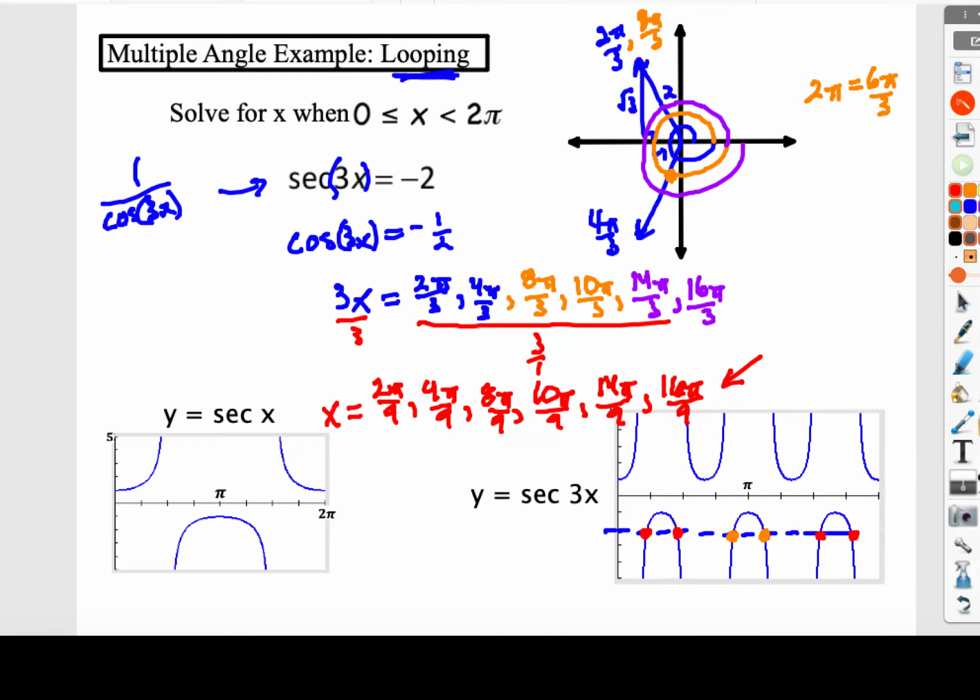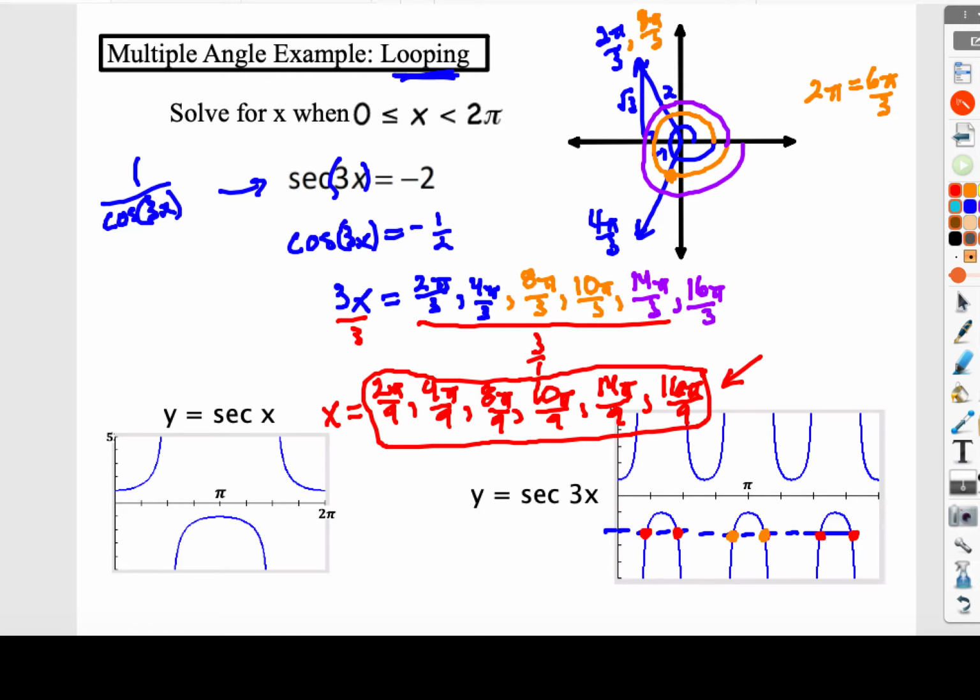So if 16 pi over 9 is less than 2 pi, so are all the rest of those. And I'll leave it to you, but I guarantee you if you plug any one of those answers back into your equation, it'll make your equation true. All 6 of those between 0 and 2 pi, right? We haven't exceeded 2 pi yet. All 6 of those are answers to our equation.